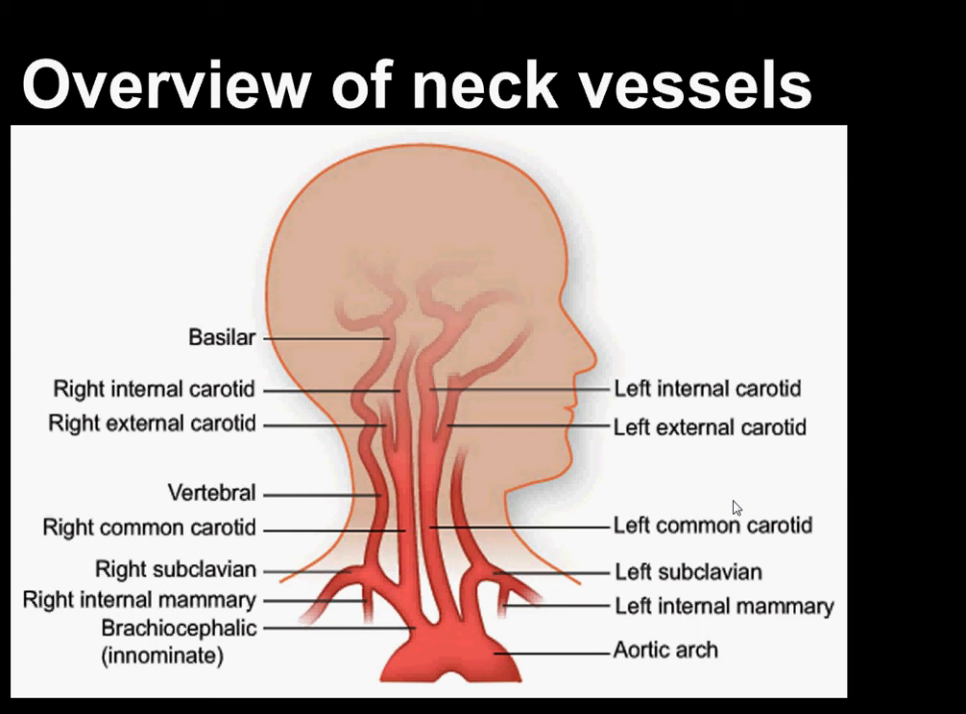The subclavian arteries give off the vertebral arteries, which join to form the vertebral basilar system and get the posterior portion of the brain and cerebellum. The common carotid arteries bifurcate, and the internal carotid arteries go towards the anterior circulation of the brain.